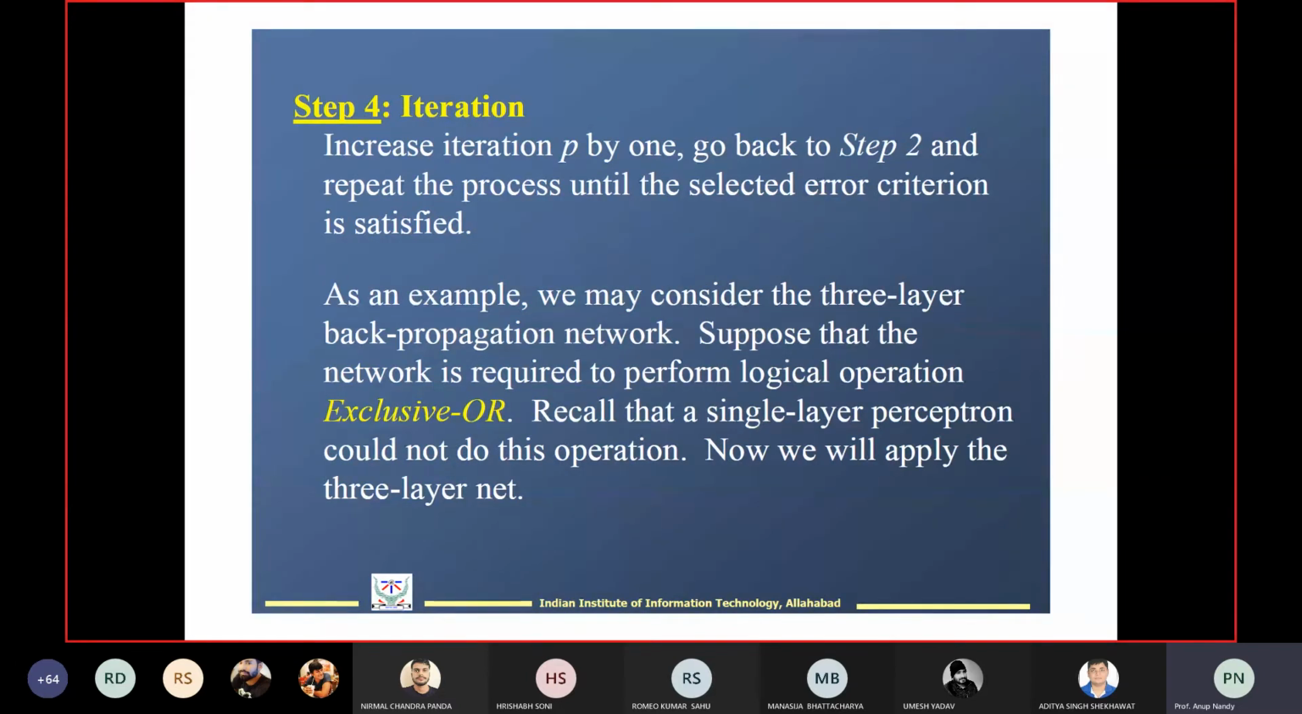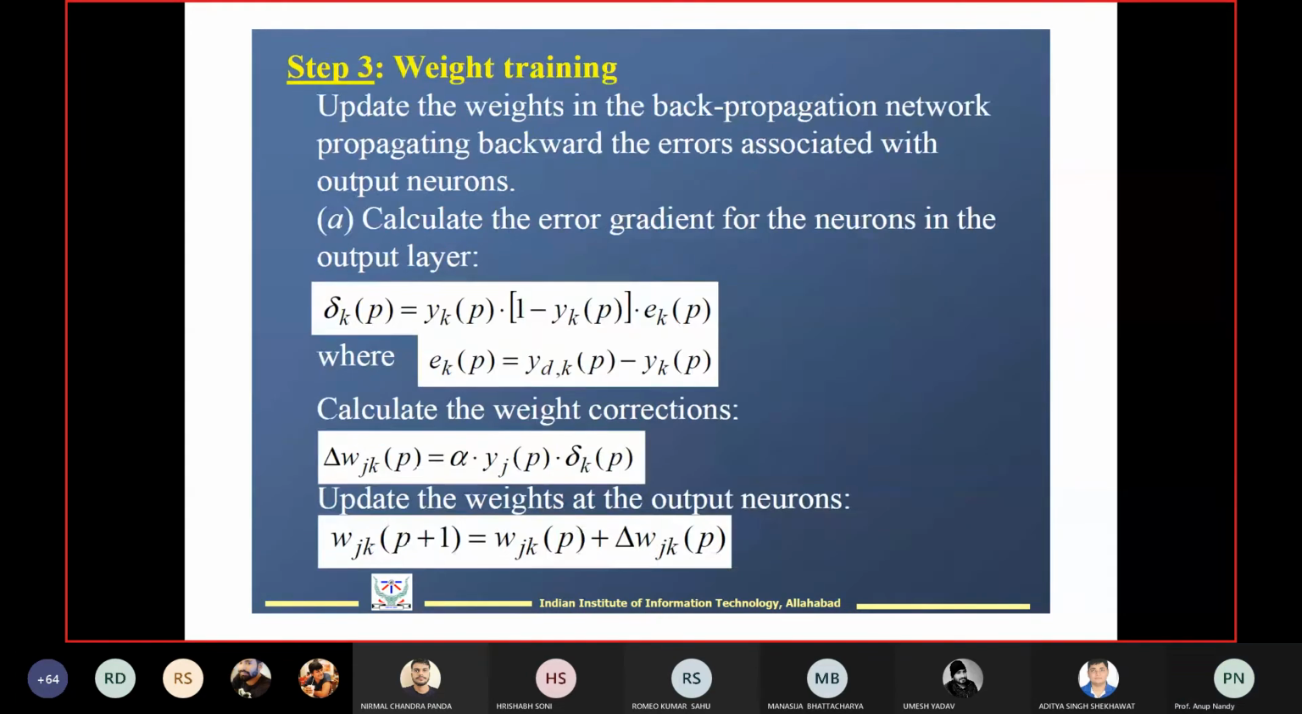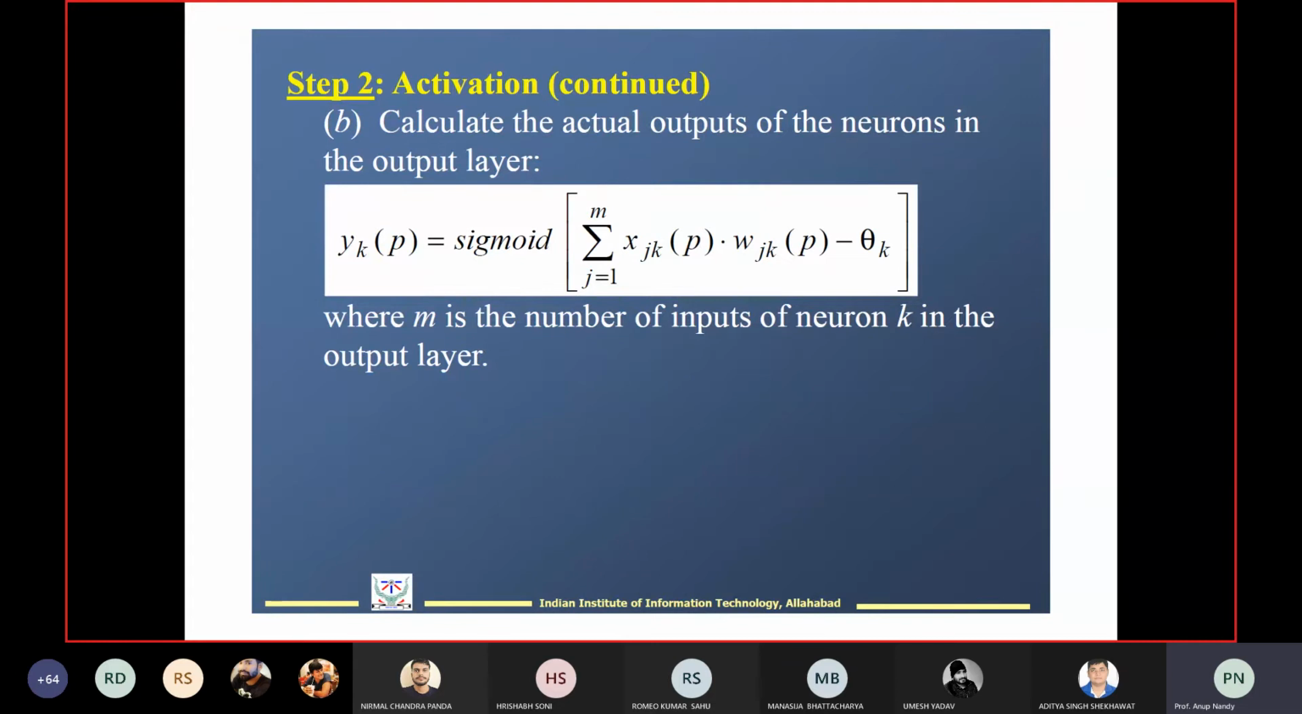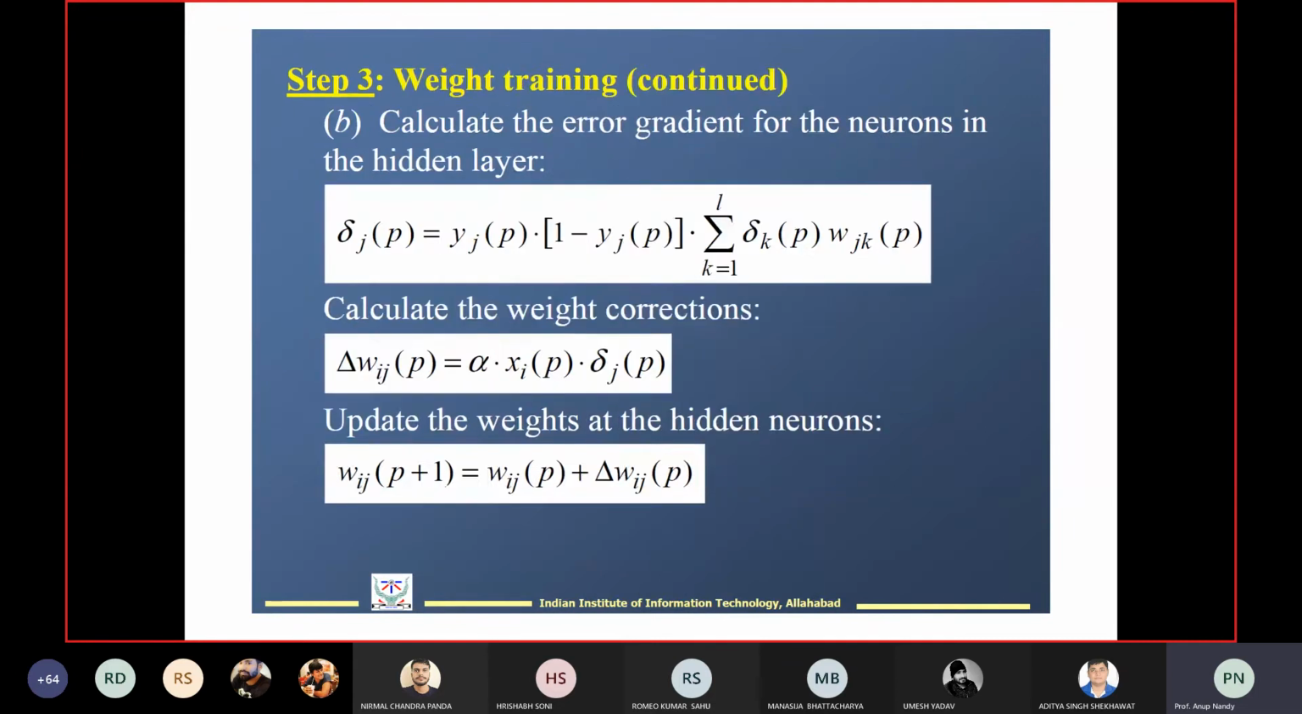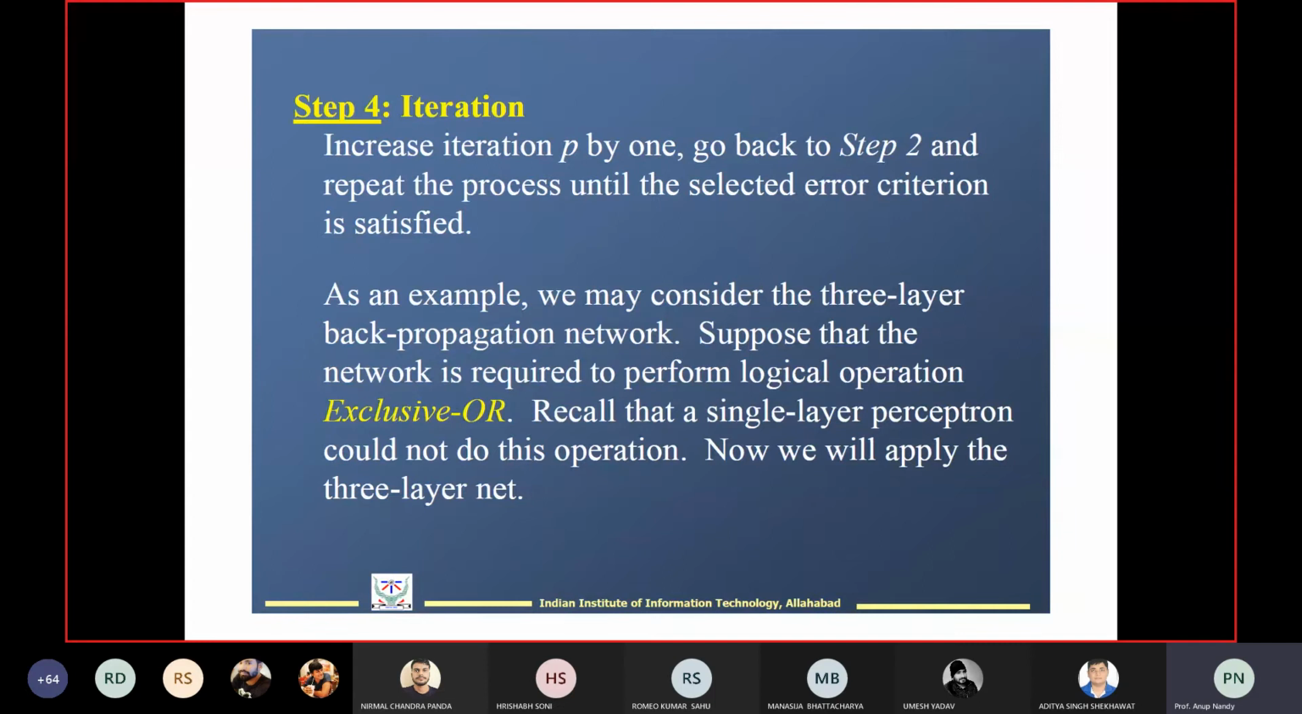Next, step number 4, iteration. Now you have to increase the iteration p by 1 and go back to step 2. In step 2 you again compute the activation function for the other neurons. Go back to step 2 and repeat the process until the selected error criterion is satisfied, that is, how much error you are going to allow. If the error that you have computed is less than 0.001 or something like that, then you stop the algorithm.